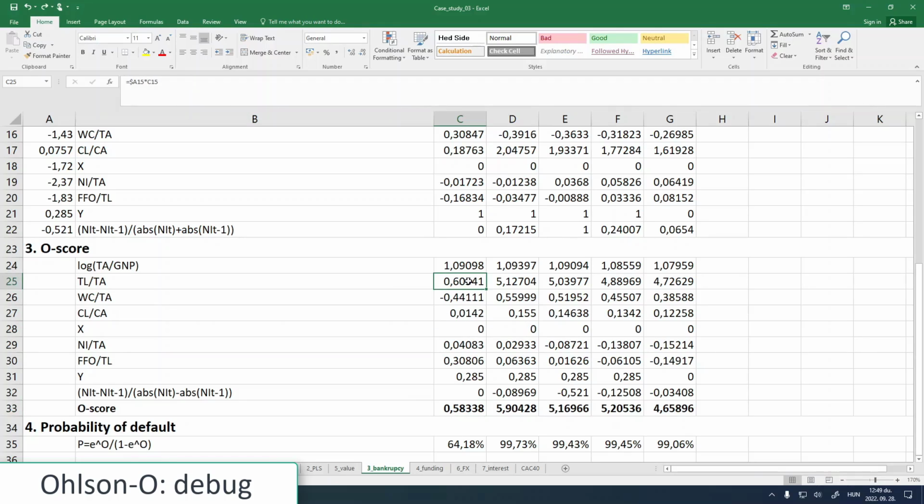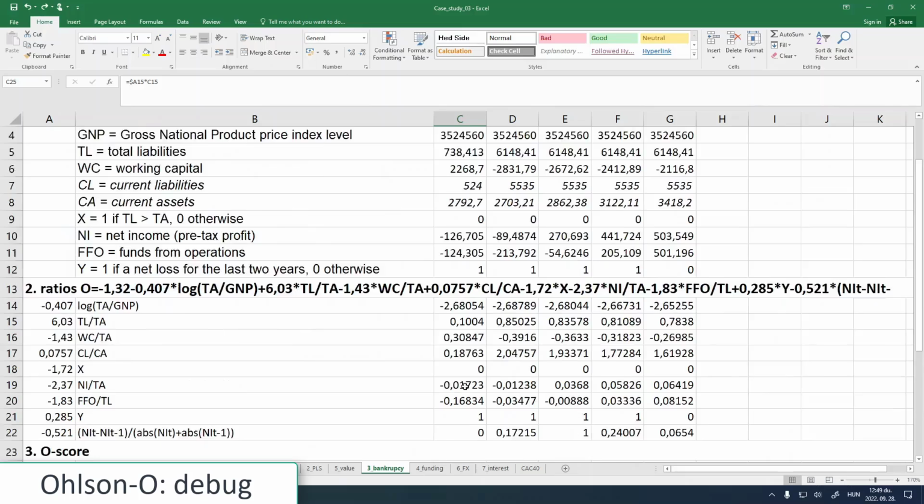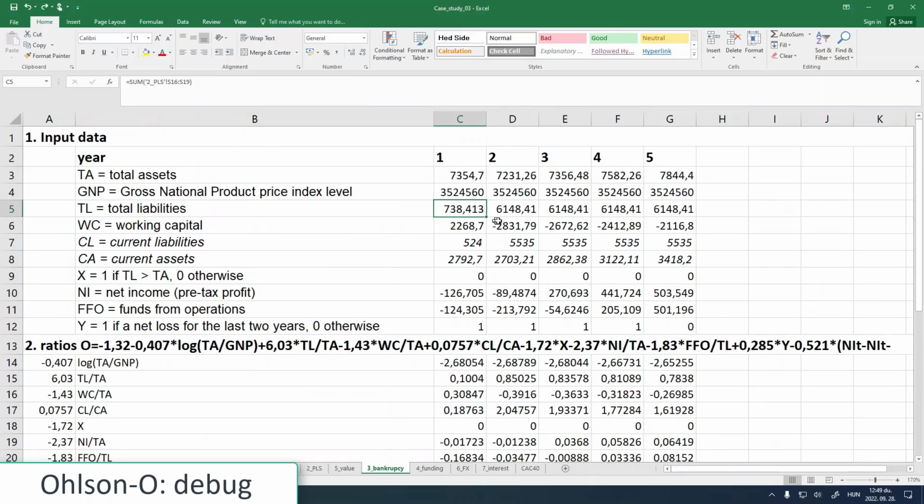This one is also small. Why is it small? Because we can see that total liabilities to total assets. Total liabilities. What is happening at total liabilities?